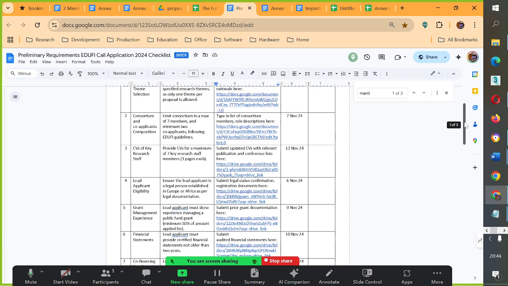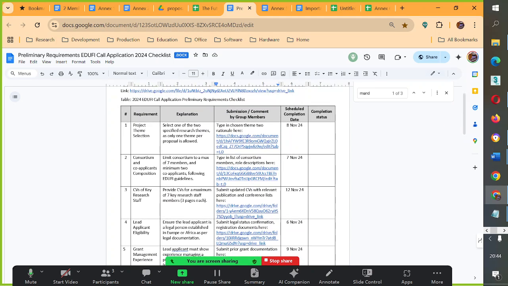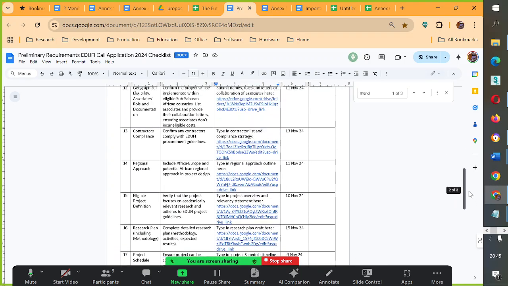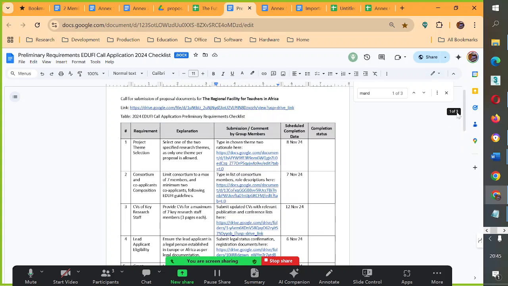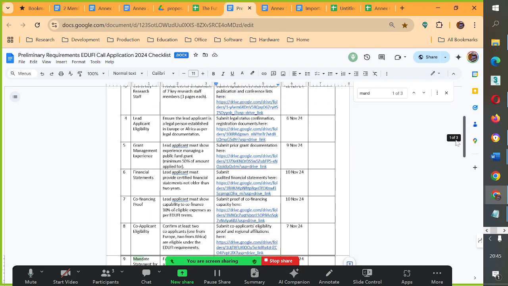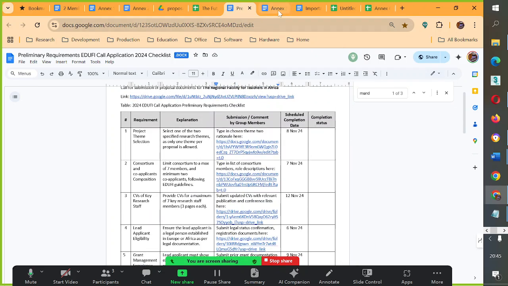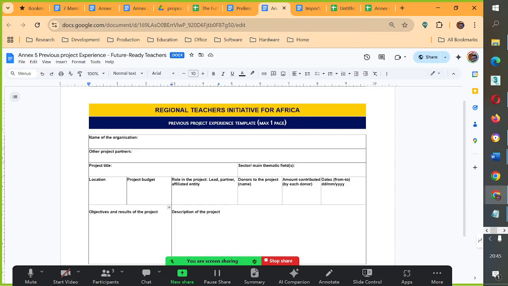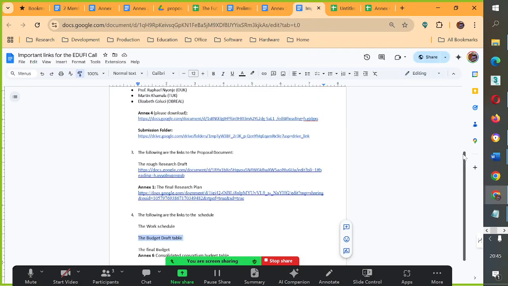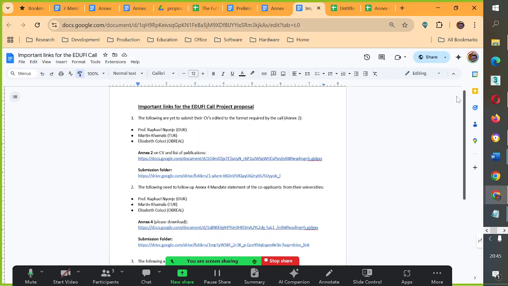One of the things I just want to mention is that we had earlier prepared this table, which has all the links that we require for uploading and all that. But it's got everything. So you can imagine these are 21 different links. Not all of them are relevant at the moment. So what I've done, I've prepared another list here, which I'll share the link with you. This is now a page which I'll be updating regularly. And I've called it Important Links for the EDUFI Call Project Proposal.